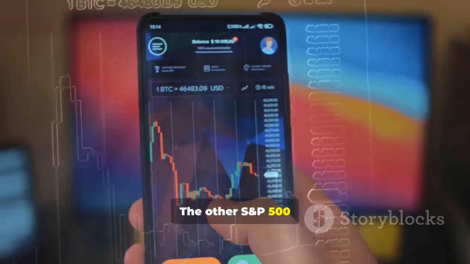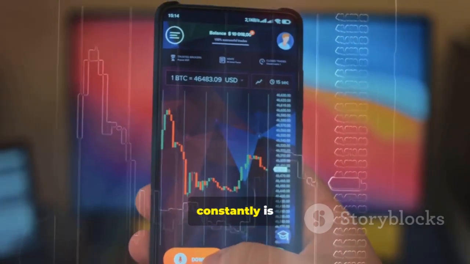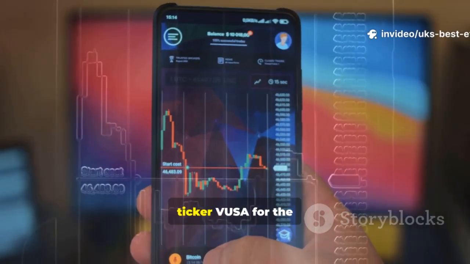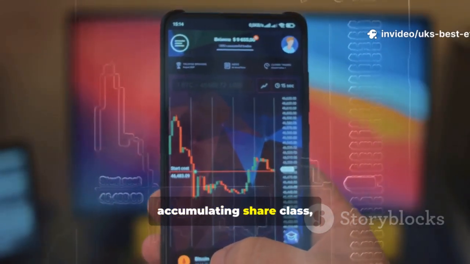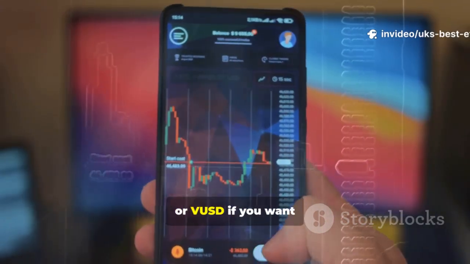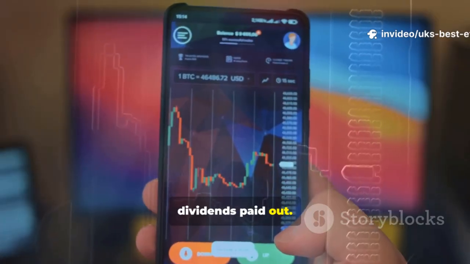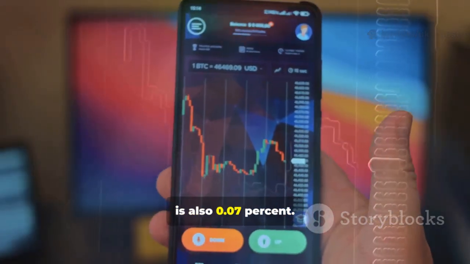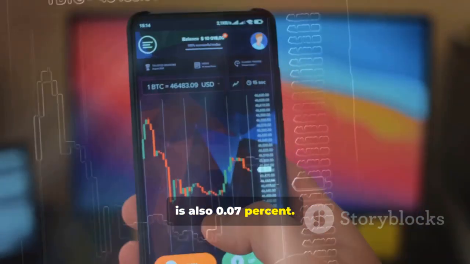The other S&P 500 fund that comes up constantly is Vanguard's version, ticker VUSA for the accumulating share class, or VUSD if you want dividends paid out. The ongoing charge is also 0.07%.